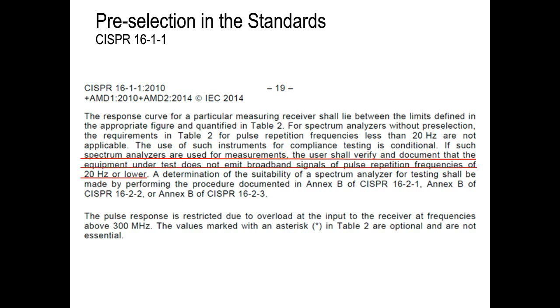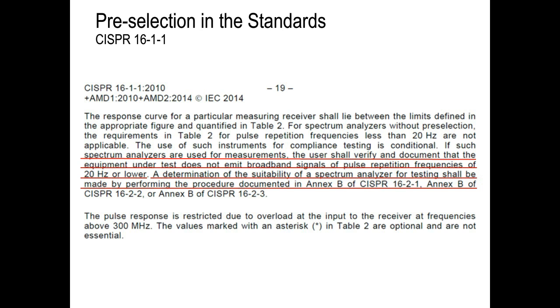Further on, it says, if spectrum analyzers are used for the measurements, the user shall verify and document that the equipment under test does not emit broadband signals of pulse repetition frequency 20 hertz or below. I'm not going to get into the technical details of this too much, other than let you know that it's there. And the final thing here is that the determination of the suitability of a spectrum analyzer for testing shall be made by the procedure in Annex B of CISPR 16-2-1.